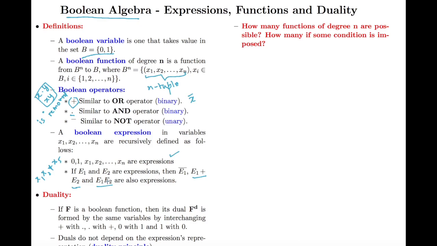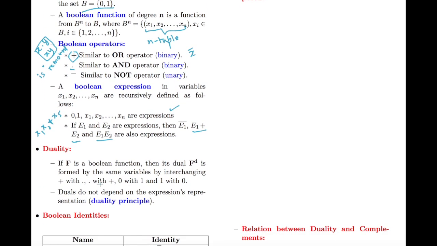Now we talk about duality. So what does duality mean? If f is a Boolean function, then its dual, which is denoted by f to the d, is formed by the same variables, but by interchanging plus with dot, dot with plus, or plus with product, product with addition. 0 is replaced by 1, and 1 is replaced by 0.